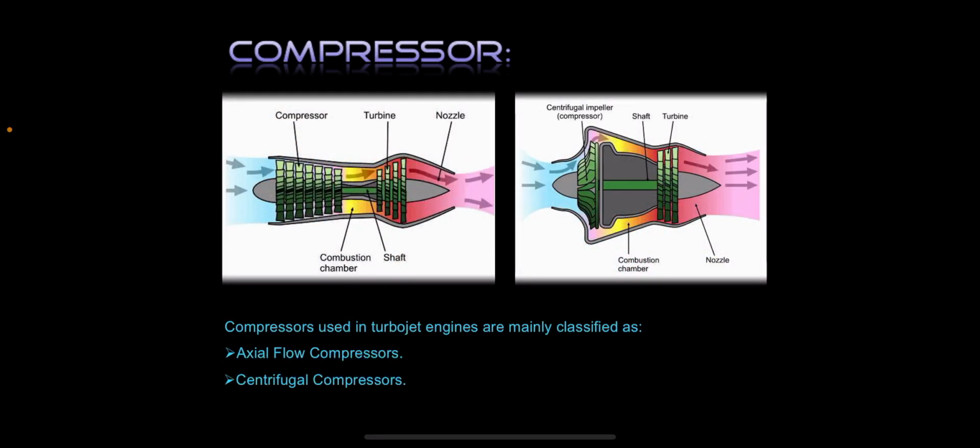The compressor. The compressor rotates at very high speed, adding energy to the airflow and at the same time squeezing it into a smaller space. Compressing the air increases its pressure and temperature. The compressor is driven by the turbine. The compressors used in turbojet engines are mainly classified as axial flow compressors and centrifugal compressors.